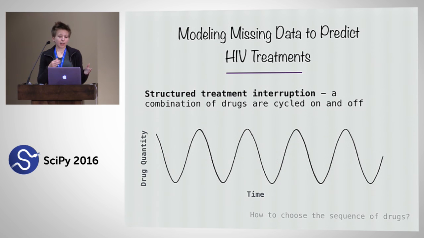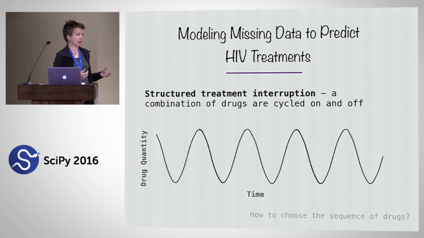So in this case, the patient is given some cocktail of drugs that is cycled on and off. And during the on periods when the patient is being treated, they actually feel awful because they're really intense drugs that are attacking everything, the good and the bad. And it's during the off periods that their immune system gets better.